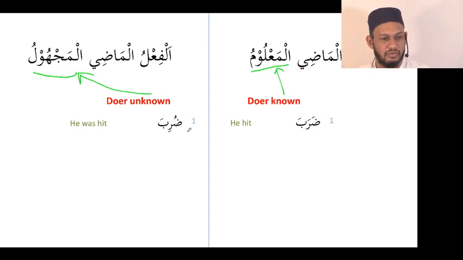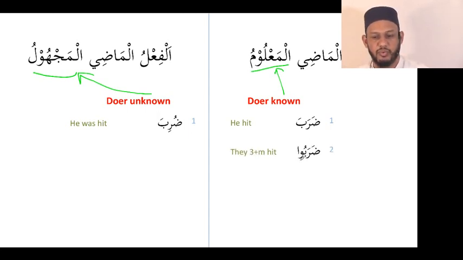The doer there is not specified. If I have the word darabu, it means they, three plus males, hit. The doer is known, it's they three plus males. If I have the majhul verb duribu, not darabu, it means they three plus males were hit, and there the doer is not known. It doesn't specify who the doer is.